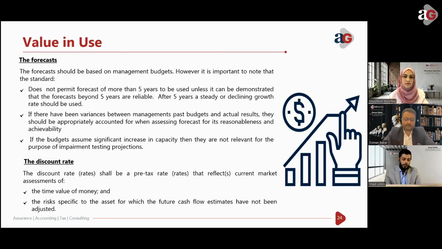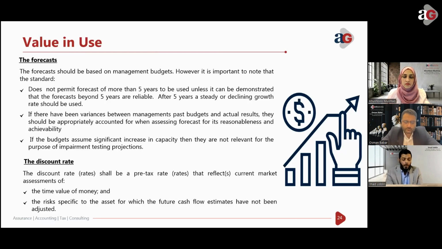If there have been variances between management's past budgets and actual results, they should be appropriately accounted for when assessing forecasts for their reasonableness and achievability. Now, IAS 36 does recommend that management's budget should be used, but again, it reminds us that if management has been practicing ideal budgeting, over budgeting, over expecting its revenue, then we should look into the past variances and see whether those budgets are realistic and whether those expectations are fit for the purpose of impairment testing, as to what management actually expects to achieve in the future.